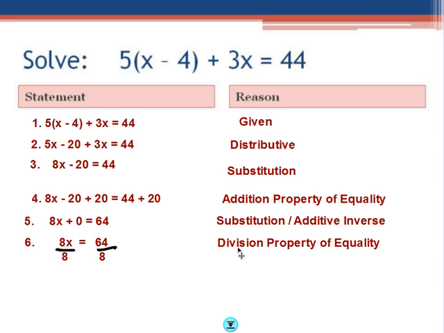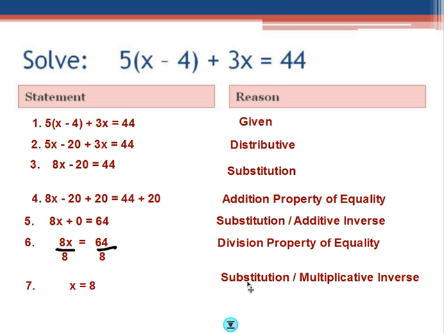Now, to finish this off, we're going to take 8x divided by 8. We know that's our multiplicative inverse. 8 times 1/8, 8 times its reciprocal is just 1. And then 64 divided by 8 simplifies to 8. So that's our substitution and multiplicative inverse.